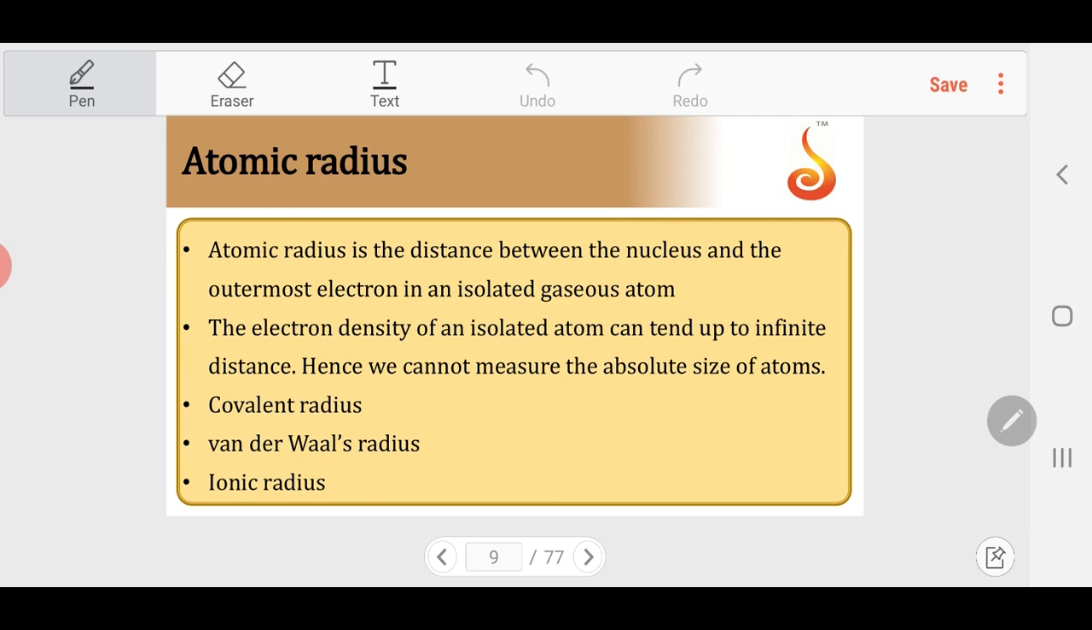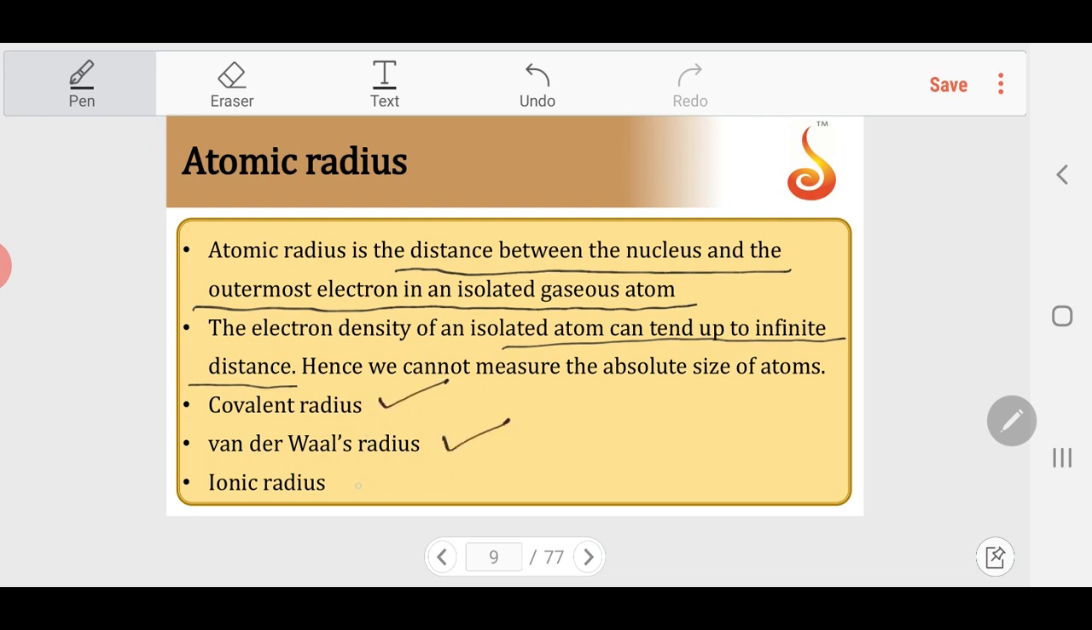Atomic radius. The atomic radius is defined as the distance between the nucleus and the outermost electron of an isolated gaseous atom. But if I take an isolated atom, the electron density can go up to infinite distance from the nucleus. Theoretically, even at infinite distance, electron density will not become 0. So we cannot get the absolute value of atomic size for an isolated gaseous atom. To understand atomic size, we have alternate means, that is covalent radius, van der Waals radius and ionic radius.